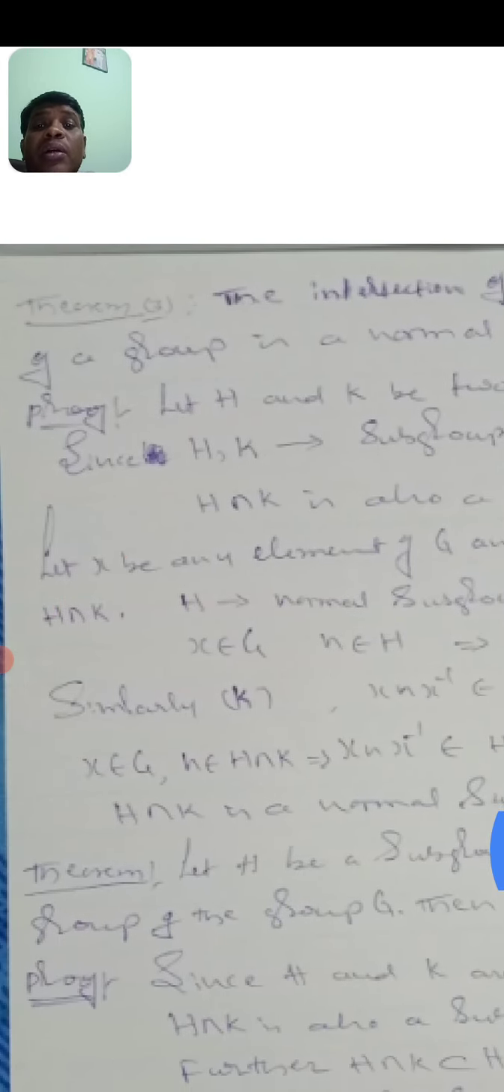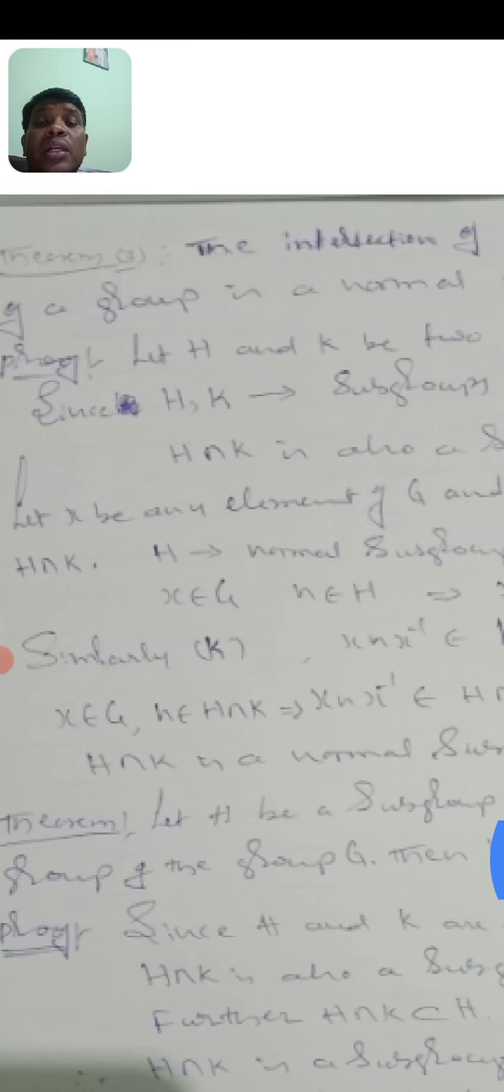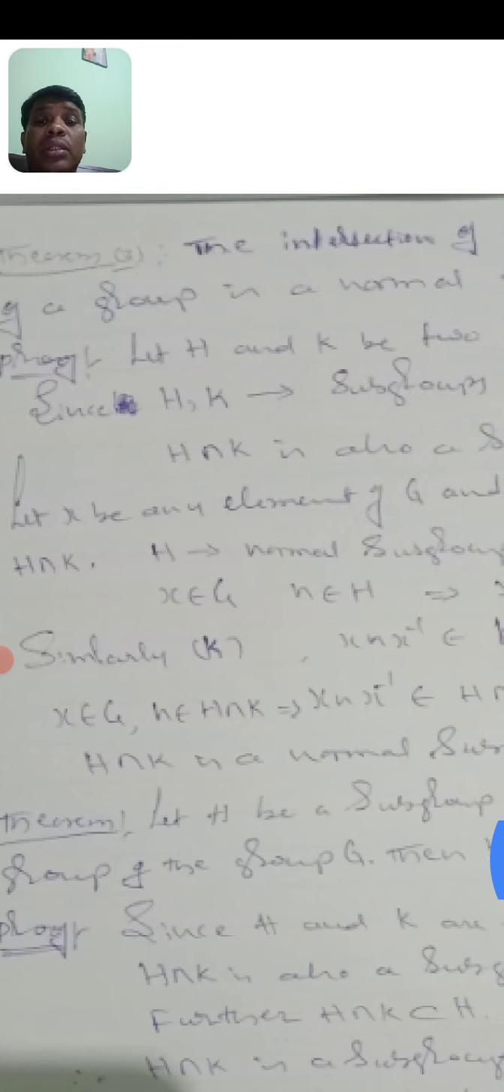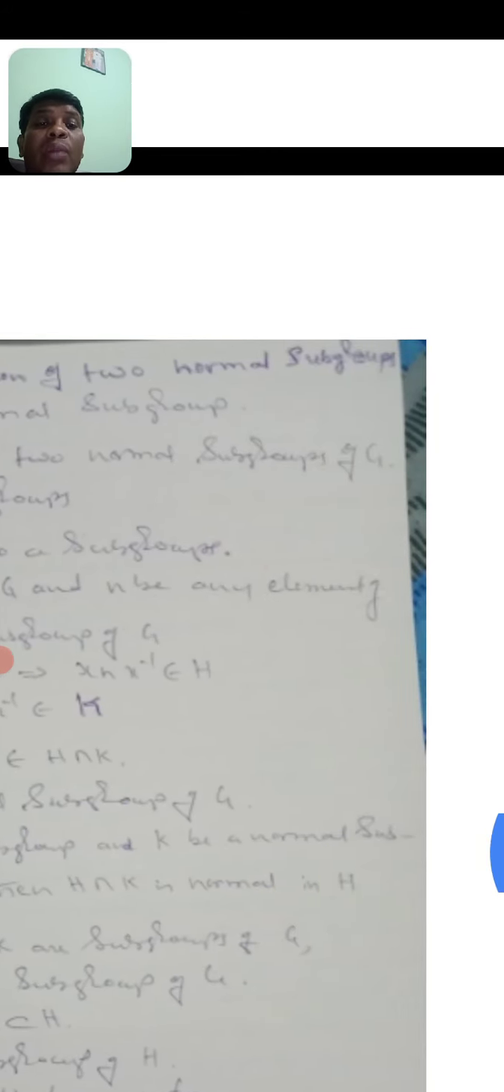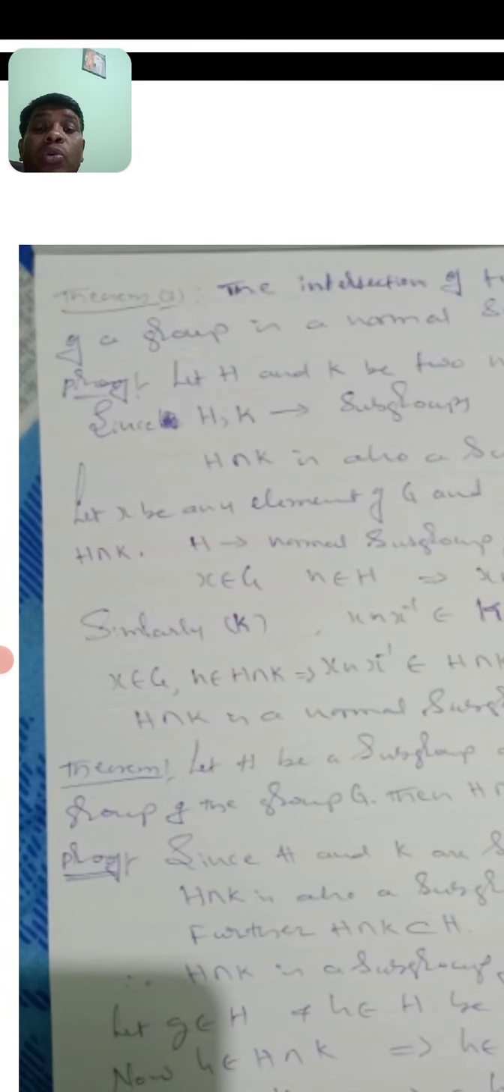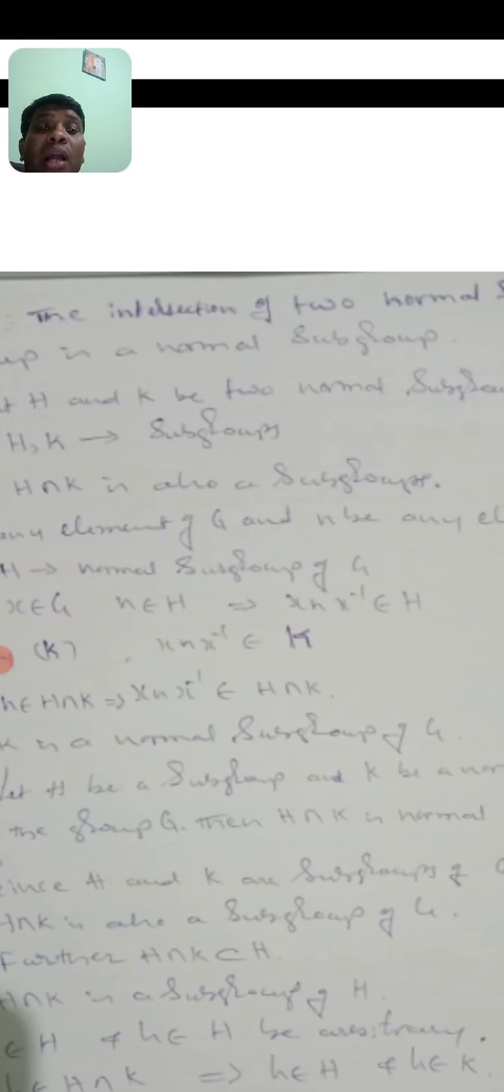Next, we are discussing the third theorem, that is, the intersection of two normal subgroups of a group is a normal subgroup.